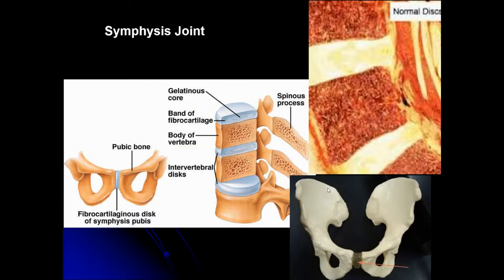A symphysis joint, on the other hand, uses fibrous cartilage. And the best example of this is the intervertebral discs that are found between the vertebrae of the spine. Another place you can find a joint like this is between the two pubic bones. And so we have the pubic symphysis.